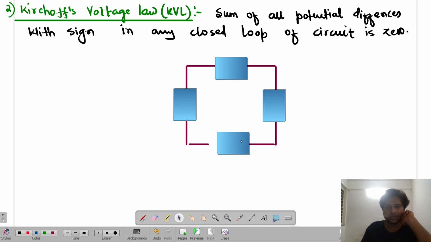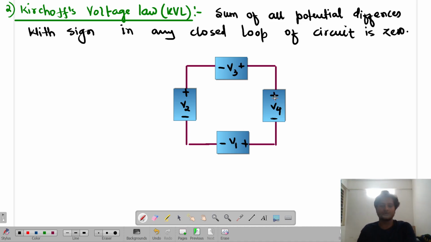Let's suppose these are the representation of batteries, with the potentials mentioned. This is minus and this is plus terminal, and this is potential V2. This is minus and this is plus, and this is potential V3. This is plus, this is minus, and this is potential V4. Then I have plus and once again minus, and let's suppose this is potential V1. Then what does it say? That the sum of all these potentials in the circuit with the sign must be equal to 0. So the question arises that you need a sign convention or not.